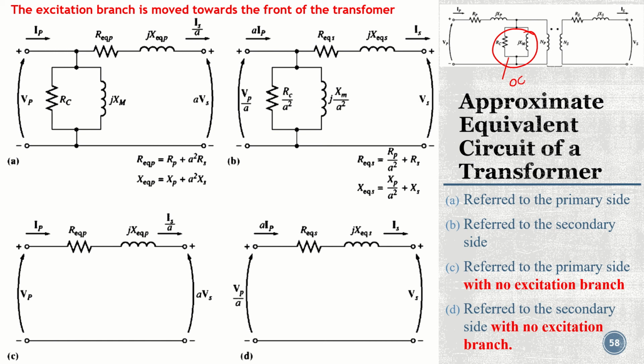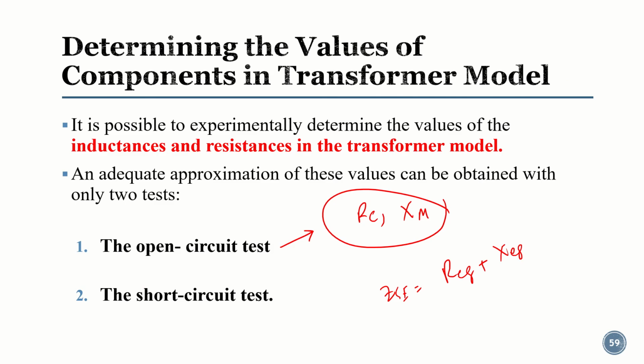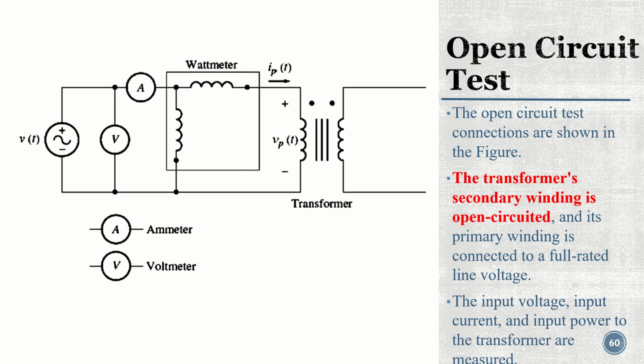Okay, so to find these two component values, we use the open circuit test, and to find the rest of the components, the equivalent resistance and equivalent reactance, we need to use the short circuit test. Okay, so these are the two test types which we use for finding the component values of a transformer. Okay, so now let's have a look at what these tests are.